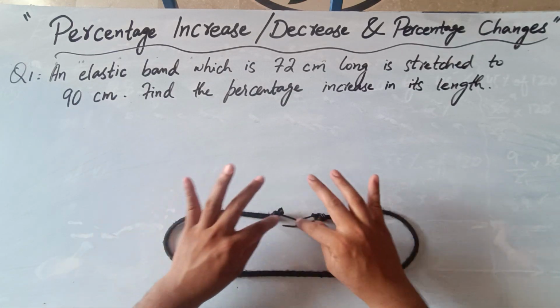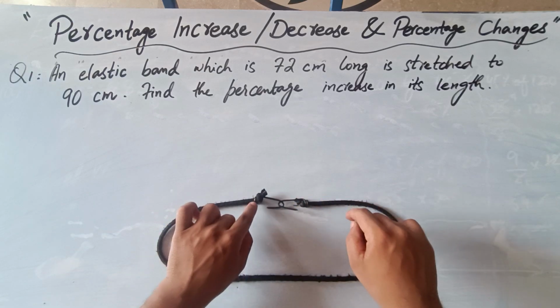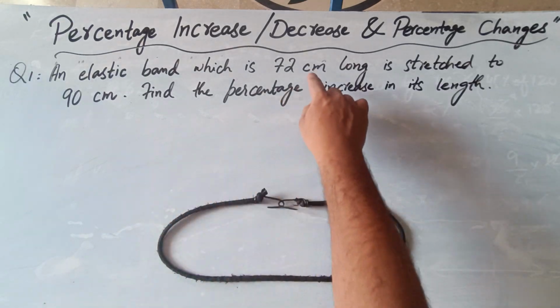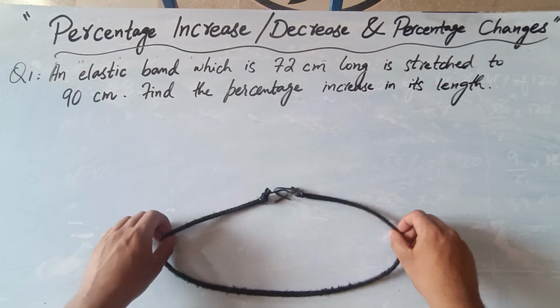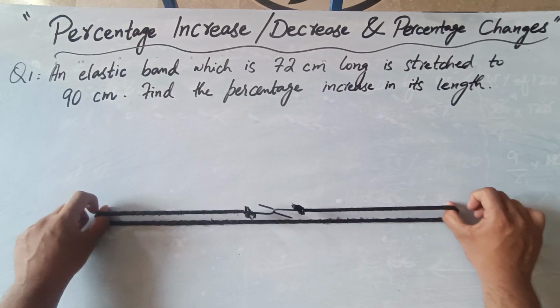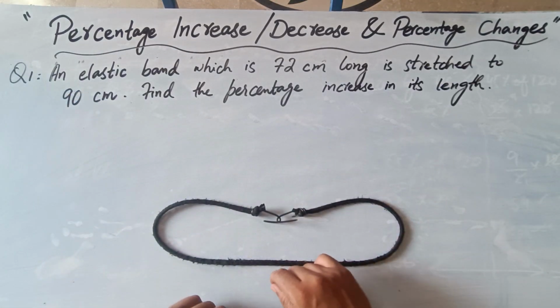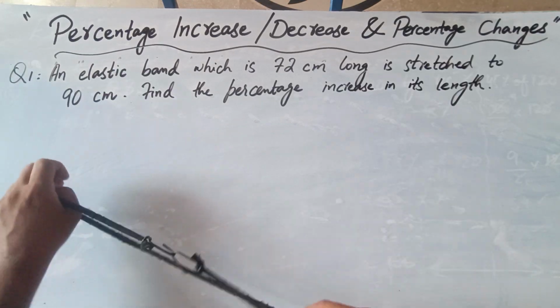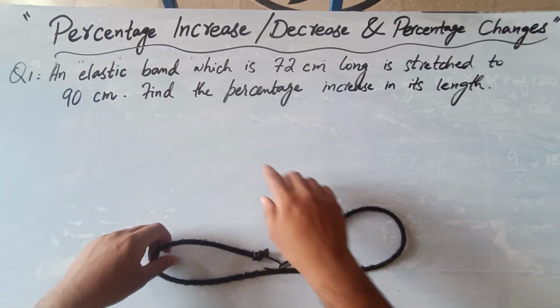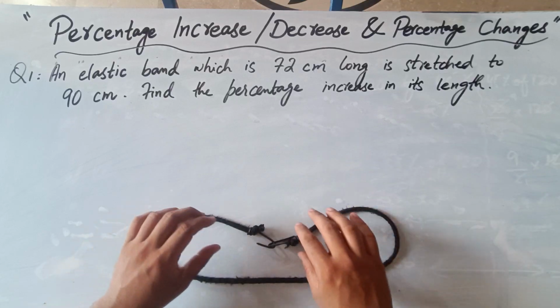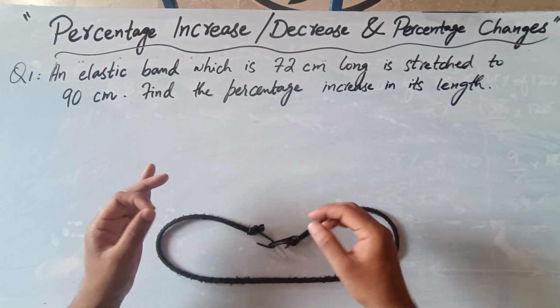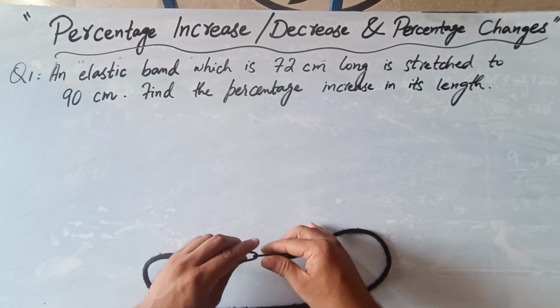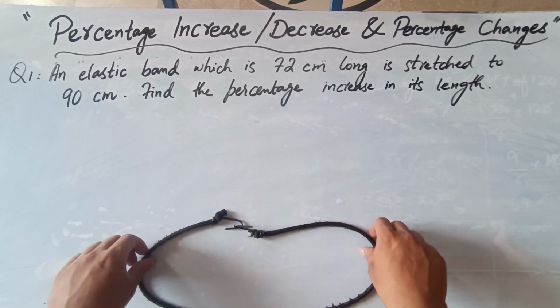For example, from this corner to this corner, the length of this band is 72 centimeters. After stretching it, it is becoming 90 centimeters. Now the question is, find the percentage increase. How many percent increase in its length? What is the percentage increase in its length?